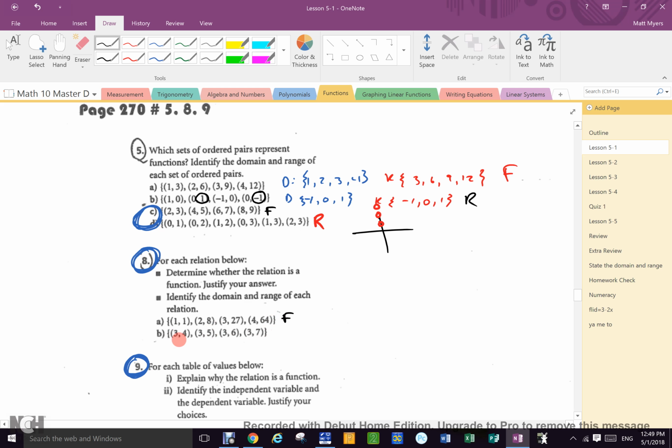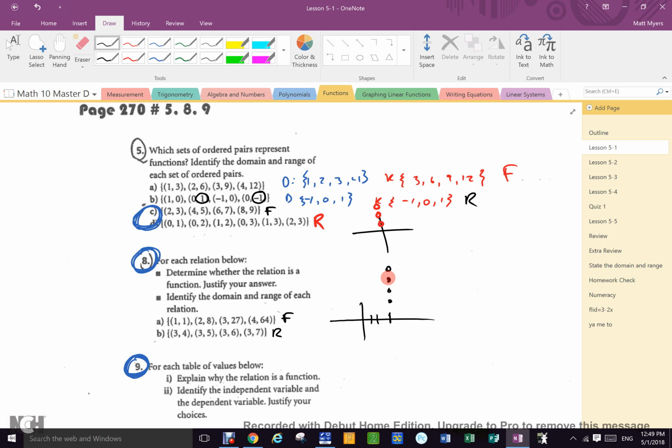What about down here? Relation. Because 3 got me 4, then 3 got me 5, then 3 got me 6, then 3 got me 7. So if I graphed it, x is 3 right there, 1, 2, 3. The dots are at 4, 5, 6, and 7. Which dot am I thinking of when I say go to 3? You don't know, so it's a relation.